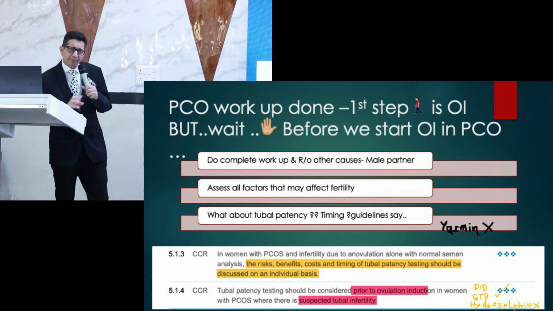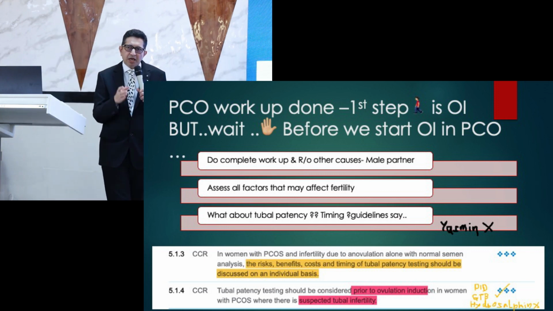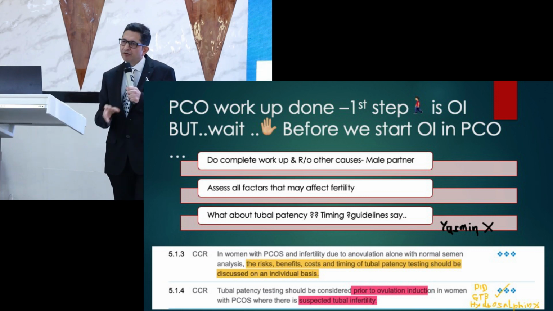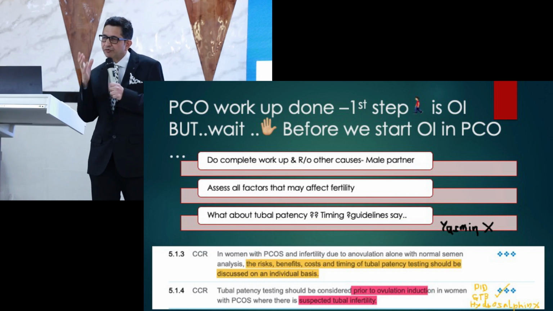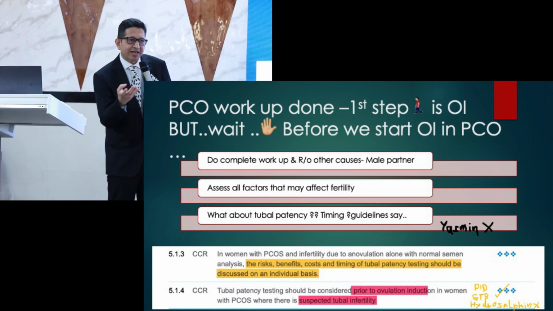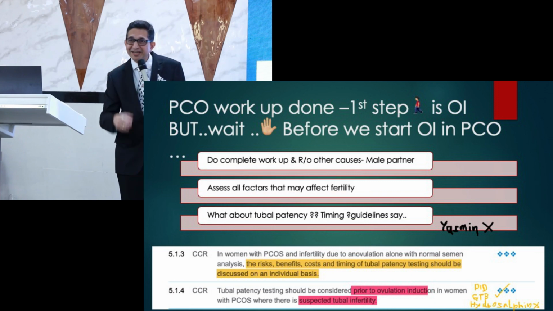Now, PCO workup is done. We are all set for the treatment. How do you start the treatment? You have to rule out other factors also. फक्त एकाच गोष्टीवर फोकस करून चालणार नाही. You have to think of the other factors also, male factor also, other factors also, and what about tubal patency?